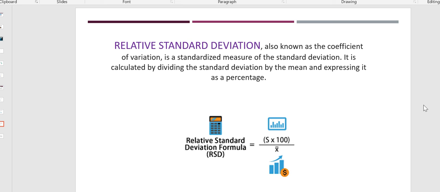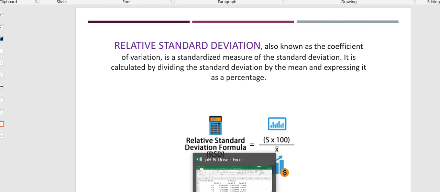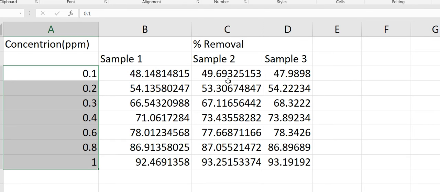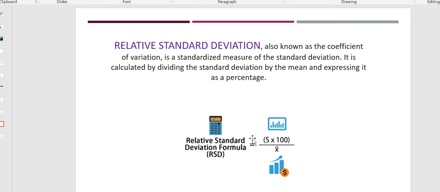Next we will move towards relative standard deviation or RSD. It is also known as coefficient of variation. Here you can see the formula of relative standard deviation, that is, you need to divide the standard deviation result by the mean value or average value. So in this case, if I take the standard deviation of these points, and then divide the standard deviation by the mean value of these three values, then multiply by 100, I get the value of RSD. In the next video we will see how to calculate them, how to put the formula, etc.